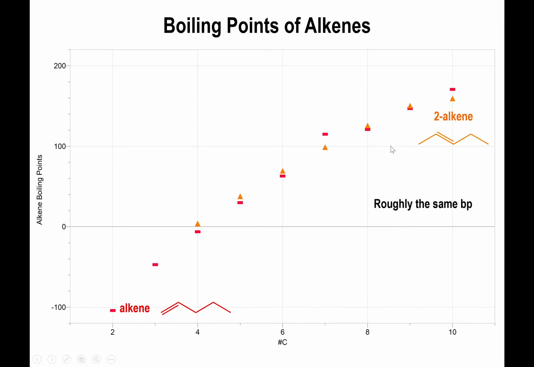And here for comparison's sake, I'm showing you what happens when you have the double bond at the end versus if you have it in the middle. Sometimes there is a little bit of a change, but generally speaking, they tend to be roughly the same. There's not a lot of difference between the boiling points of having that alkene at the end or in the middle. Obviously, there are some changes from example to example, but as you look at the trend, the changes are very minimal.